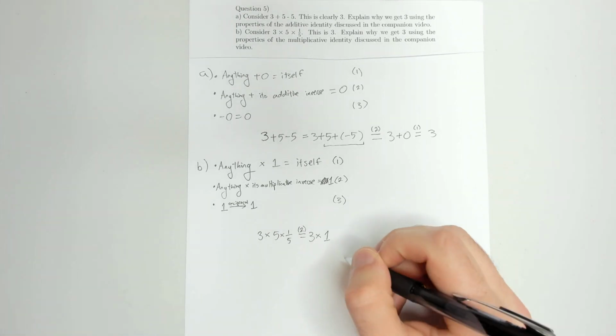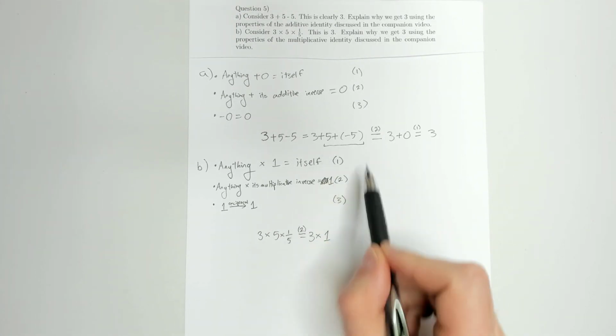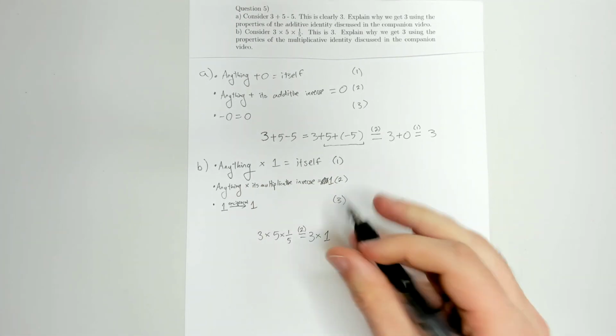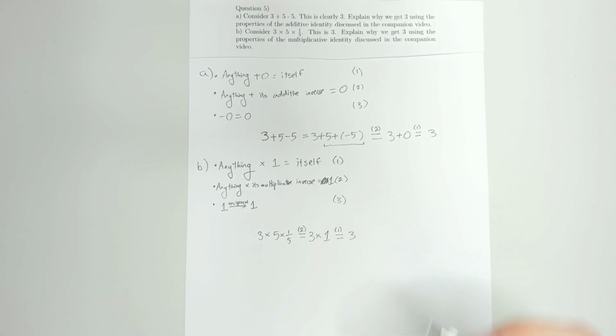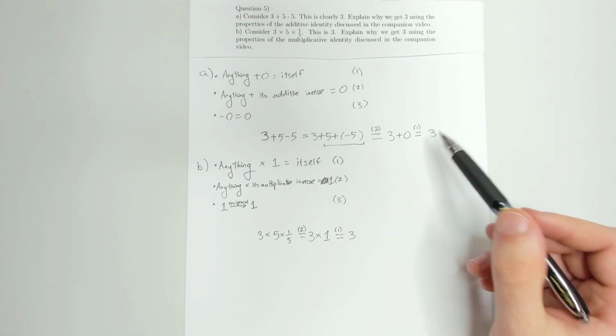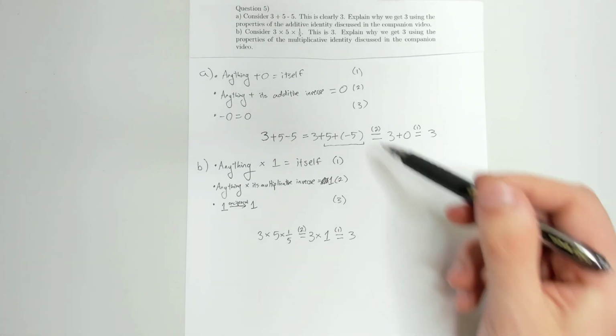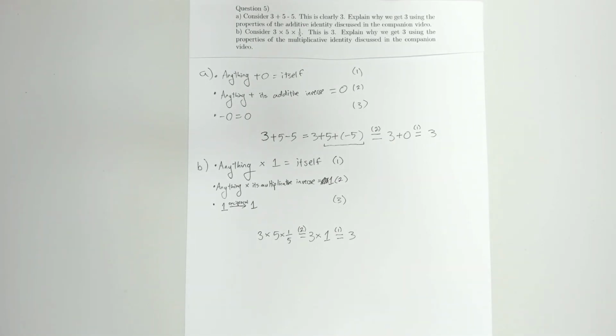And then we get 3 times 1. And we know by property 1 that anything times 1 is itself. So 3 times 1 is going to give us 3. So just like before, we used property 2 and property 1, just in the multiplicative context here. And we use that to show that this expression does indeed simplify down to 3.